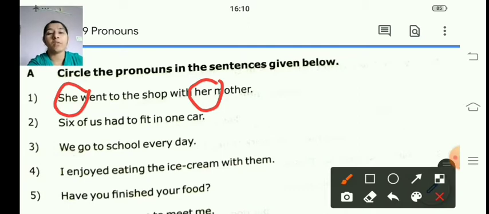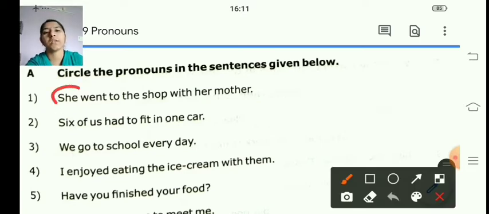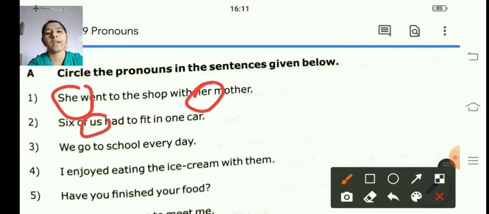Second one, 6 of us had to fit in one car. 6 of us. So it includes everyone around them. So we circle us. Right? So the first word is she, here her, and here us.